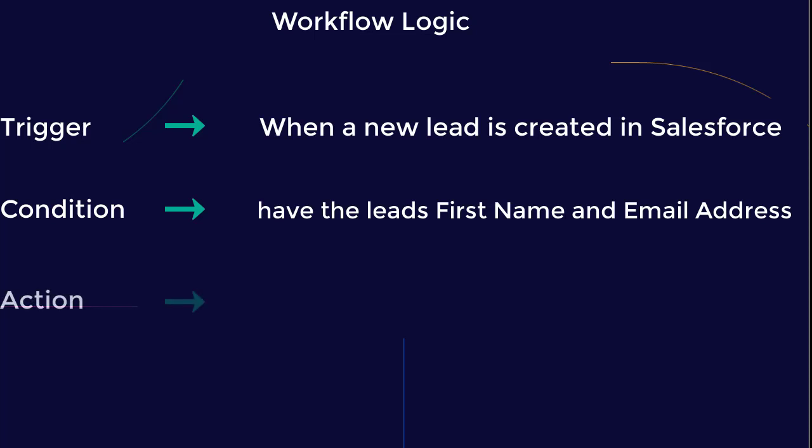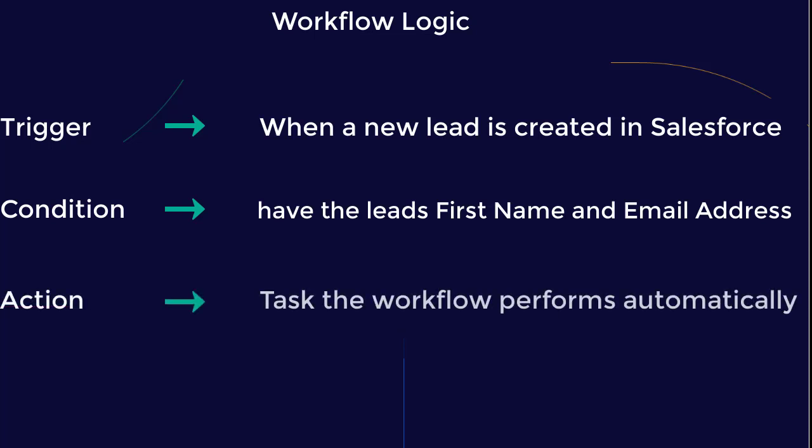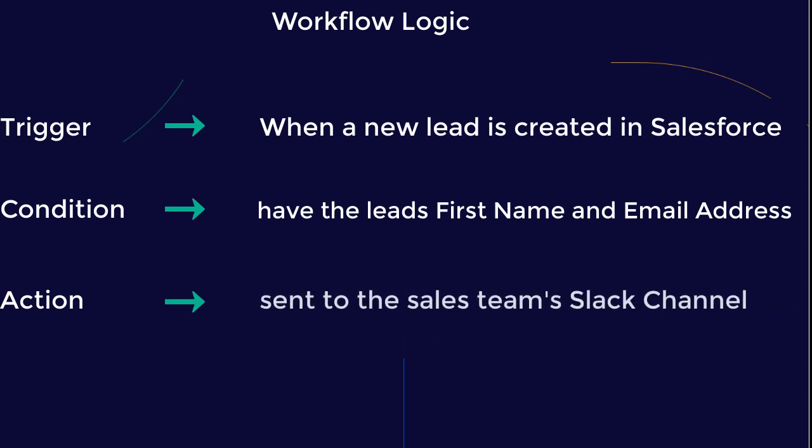And finally, we have the action, which is the task that the workflow performs automatically for you. Here, we can see that our action is to have the information pulled from Salesforce sent in a message to the sales team Slack channel.